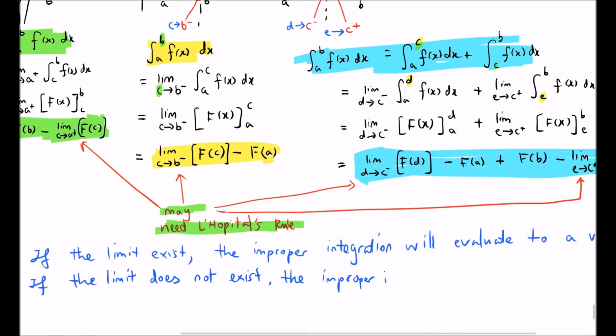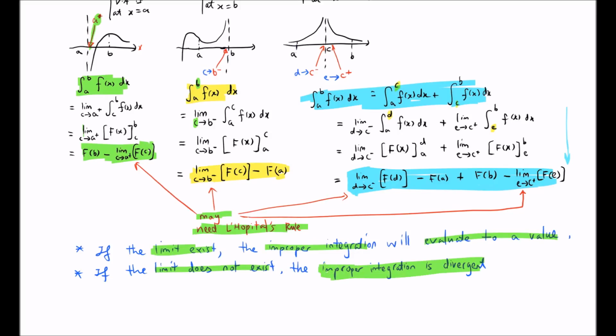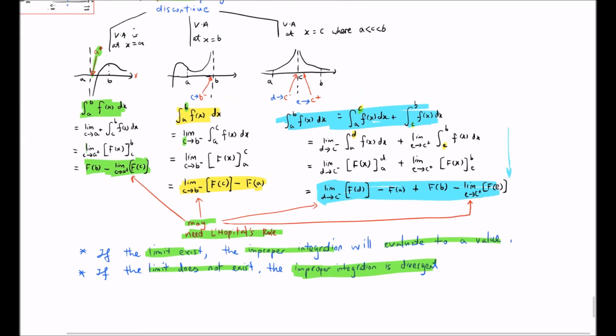Improper integration is divergent. Very similar to your previous lesson, which has this concept of divergent and convergent, or exist or not exist. So same: if the limit exists, then the improper integration evaluates to a value. If the limit does not exist, the improper integration is divergent.